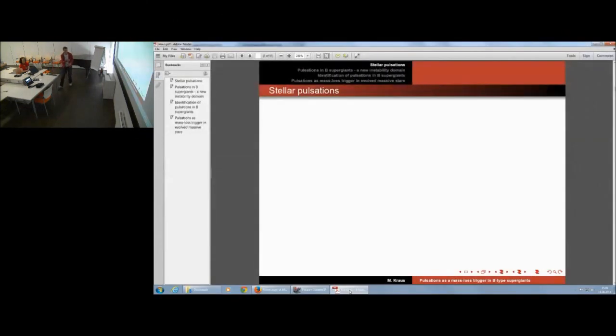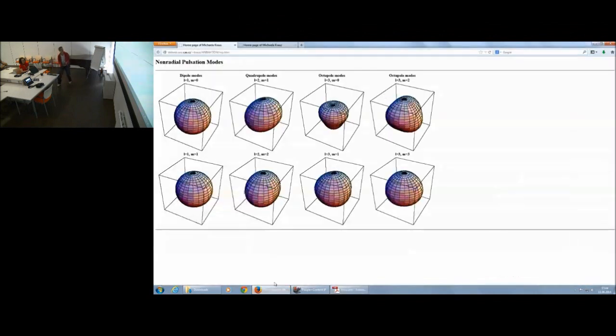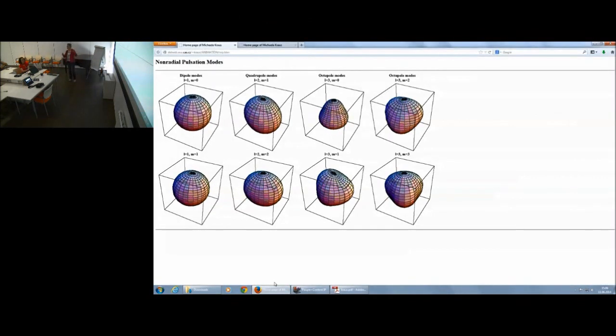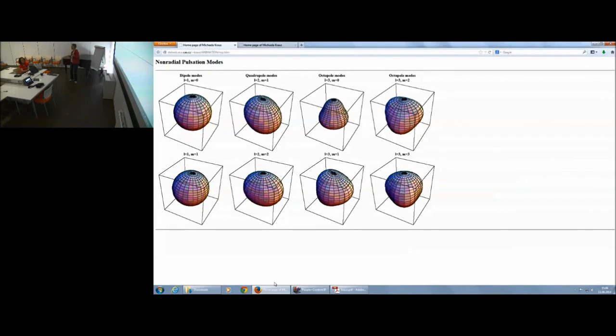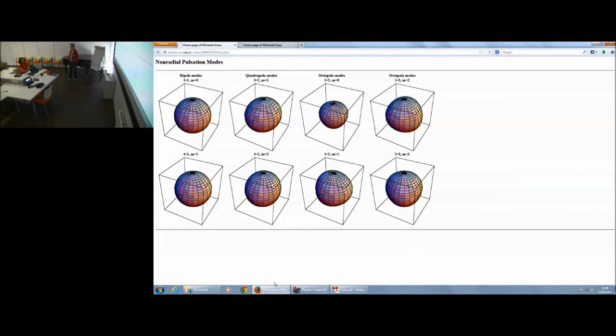To show you a little bit more demonstration of how the surface of the star is then behaving. I mean, this is highly exaggerated, of course, but you can see how crazy the surface of a star can be moving. And these stars are definitely not spherically symmetric anymore.